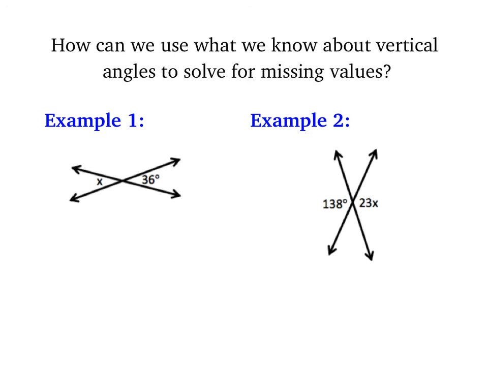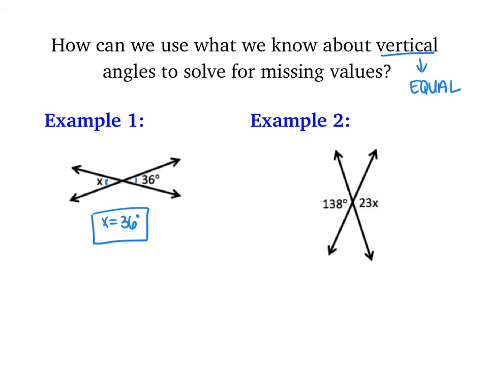So the question becomes, how can we use what we know about vertical angles to solve for missing values? The thing to keep in mind is that when we see vertical angles, we are thinking that they are equal to each other. So let's look at example 1. I have a pair of vertical angles. One is represented by x, and one is 36 degrees. We know that those two angles are equal to each other, so x also has to be 36 degrees.